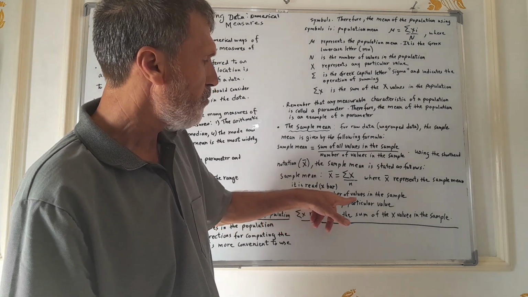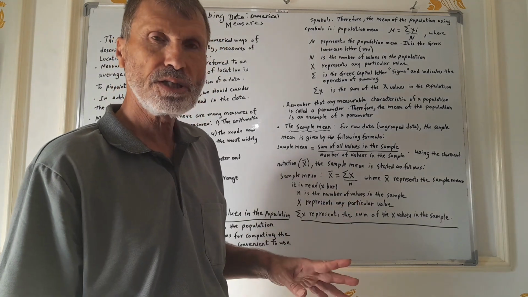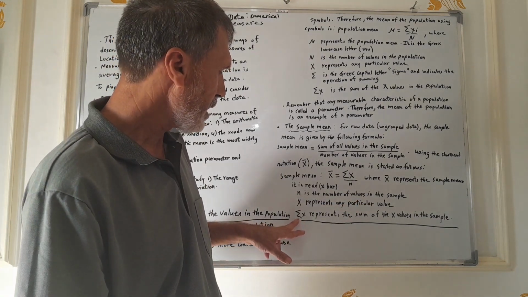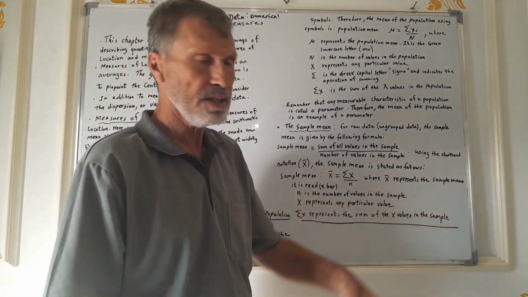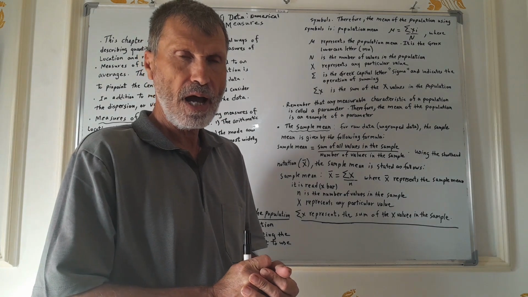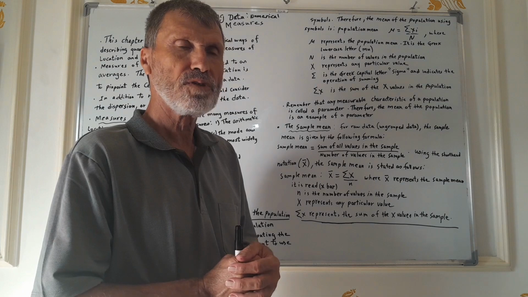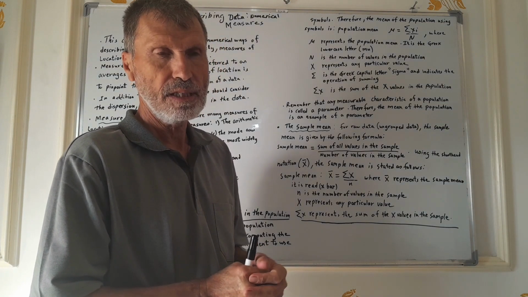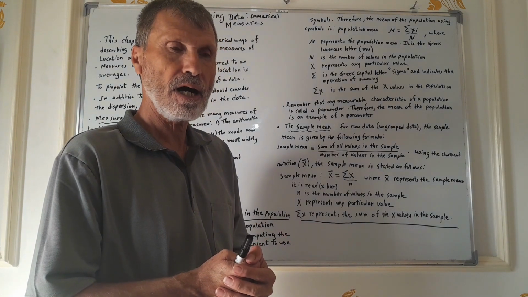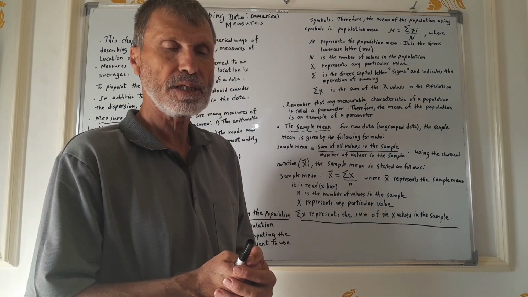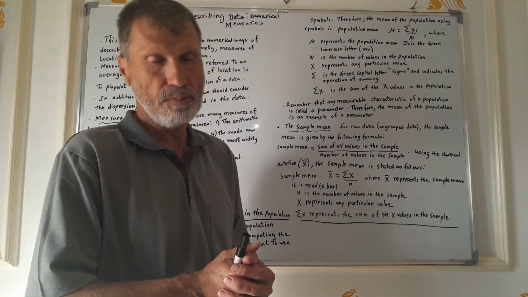N is the number of values in the sample, and x represents any particular value in the sample, where sigma x represents the sum of the x values in the sample. Okay, so sigma x stands for the summation of the values in the sample, if we're talking about the sample, and also sigma xi, of course, represents the summation of the values in the population if we are talking about the population.